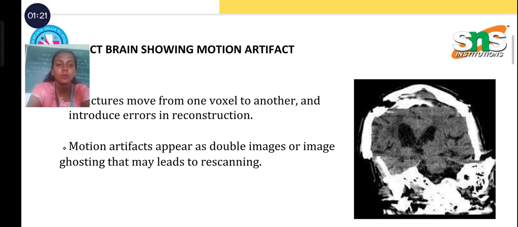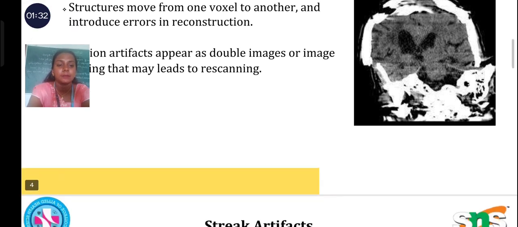Structure moves from one voxel to another and introduces errors in reconstruction. Motion artifacts appear as double image or image ghosting that may lead to rescanning.